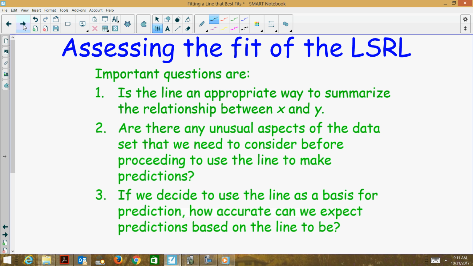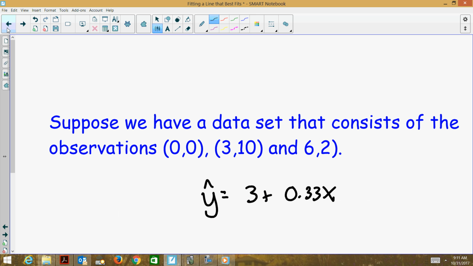So, when assessing the fit of a least squares regression line, we do have to ask ourselves some important questions. Is the line an appropriate way to summarize the relationship? Are there any unusual aspects of the data? And if we decide to use the line as a basis for prediction, how accurate can we expect the predictions based on the line to be? In the case of our previous example, this linear model would not be a strong model to use because of the weak correlation between the two variables.